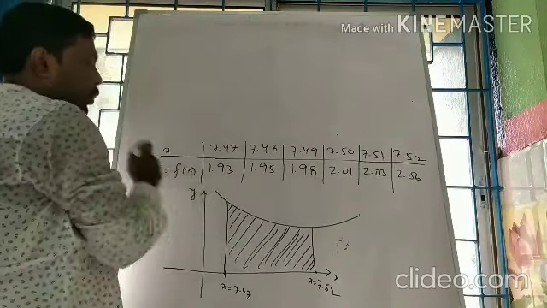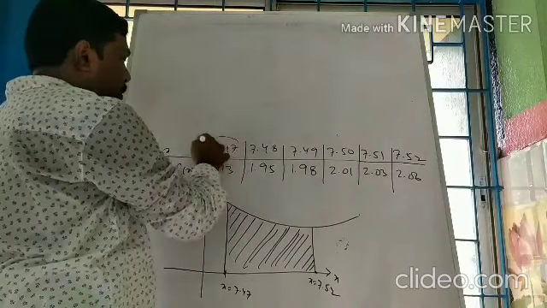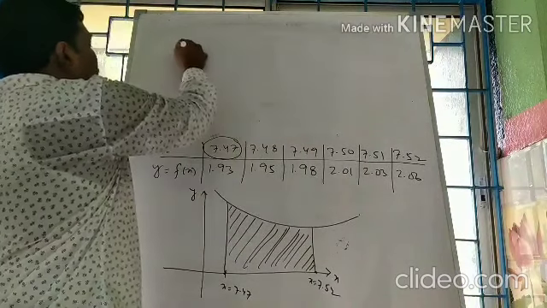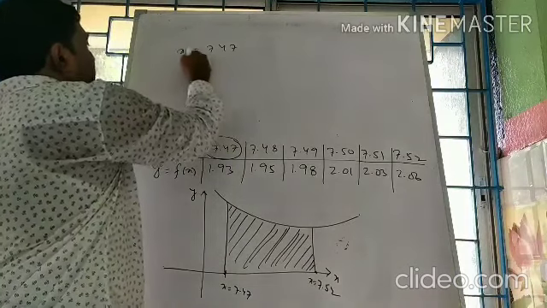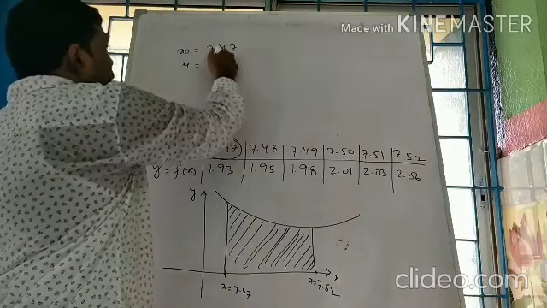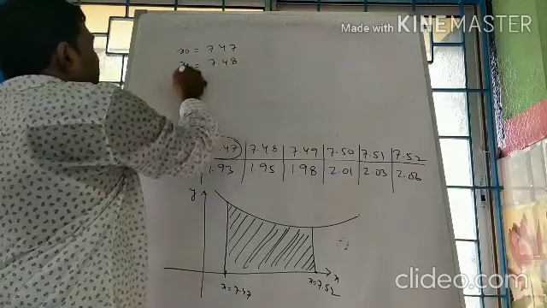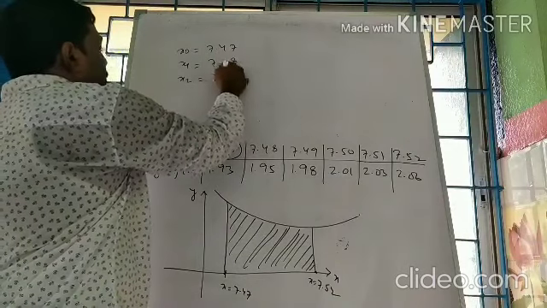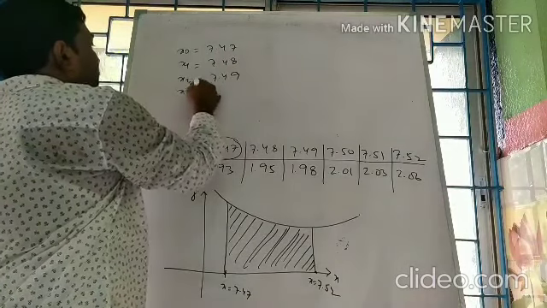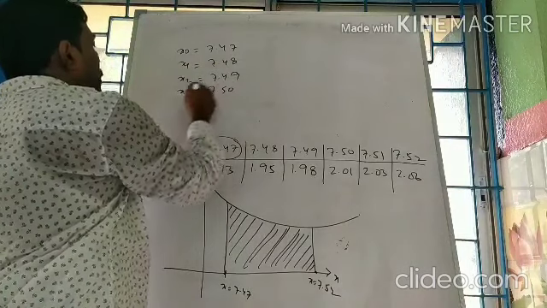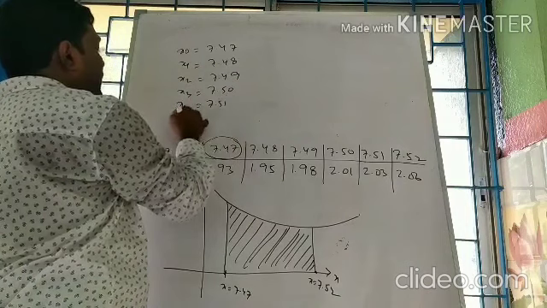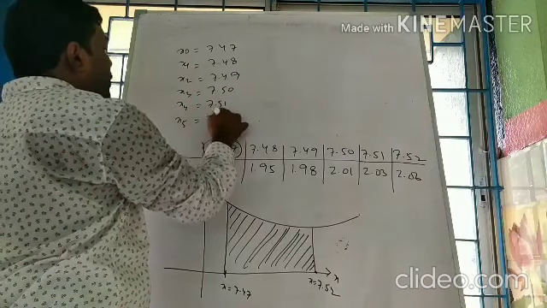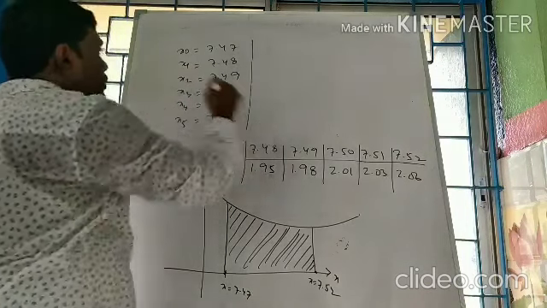The nodes are: the first node is x0, which is given as 7.47. Next, x1 is 7.48, x2 is 7.49, x3 is 7.50, x4 is 7.51, x5 is 7.52. These are the nodes given.